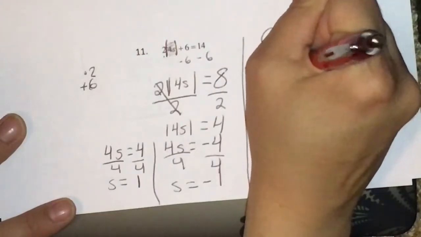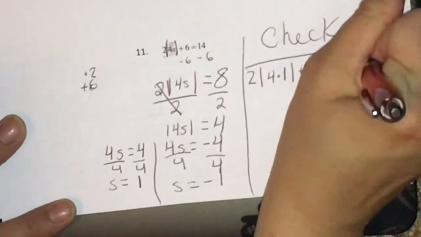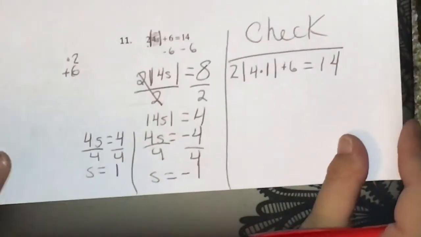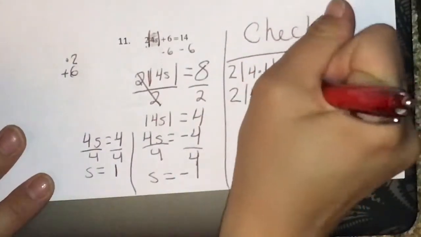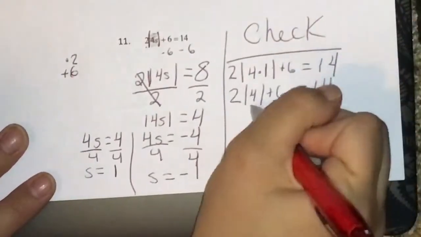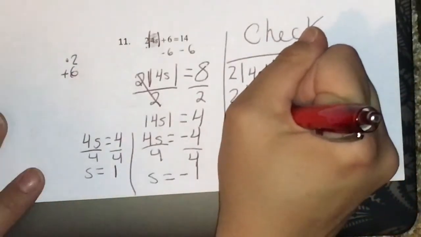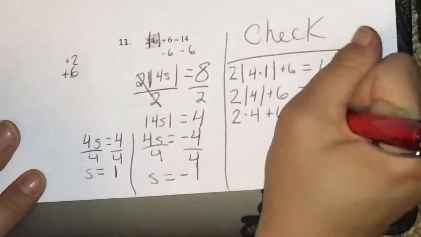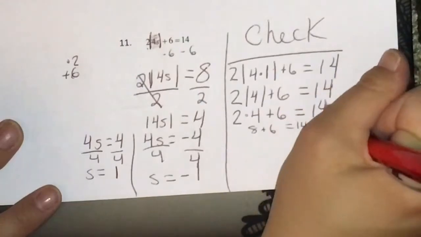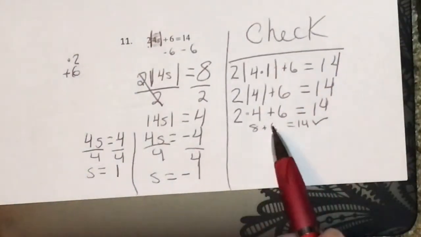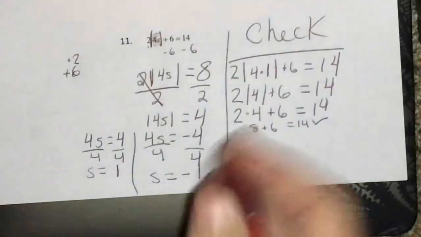So we will start with 1. 2 times the absolute value of 4 times 1 plus 6 equals 14. We'll simplify what's inside the absolute value first. 4 times 1 is 4. And what is the absolute value of 4? Well, that's just 4. In between there and there is always going to be multiplication. So we have 8 plus 6, and looks like we're going to be correct. 14 is going to equal 14.